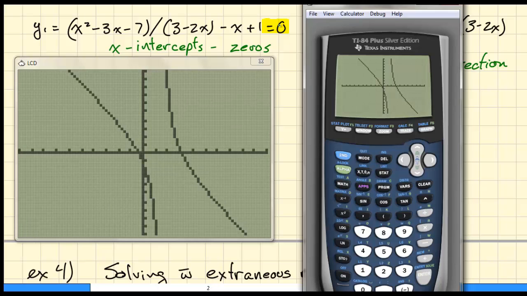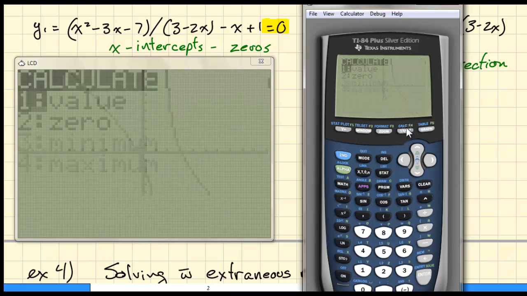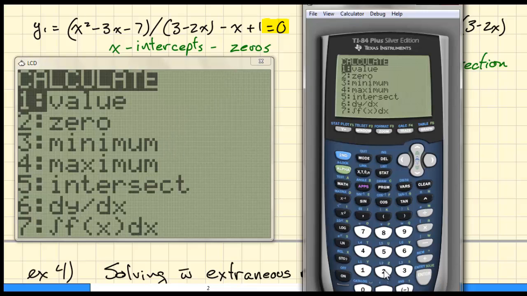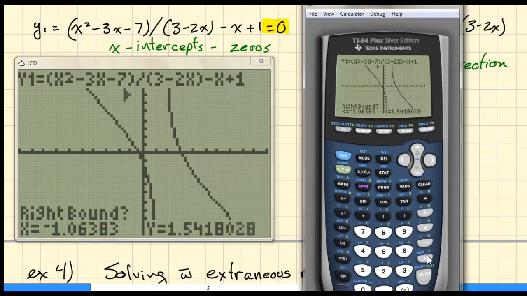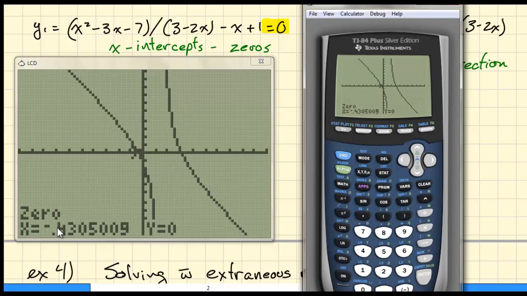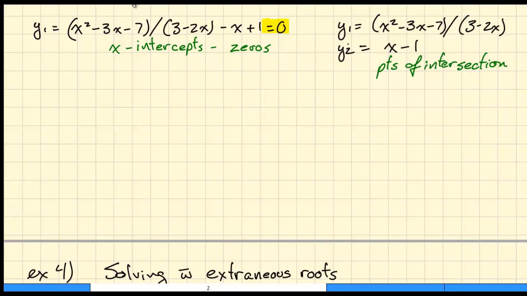And since we set this equal to 0, we're going to look for the zeros, this point and this point. And we can do that by going second calc or second trace, zeros, which is number 2. Make sure you move your cursor to the left side, enter. Move it to the right side of the x-intercept here. It doesn't matter about the y-axis. Hit enter and enter again, and we get a value of negative 0.43. I'm just going to write this down here. x equals negative 0.43.